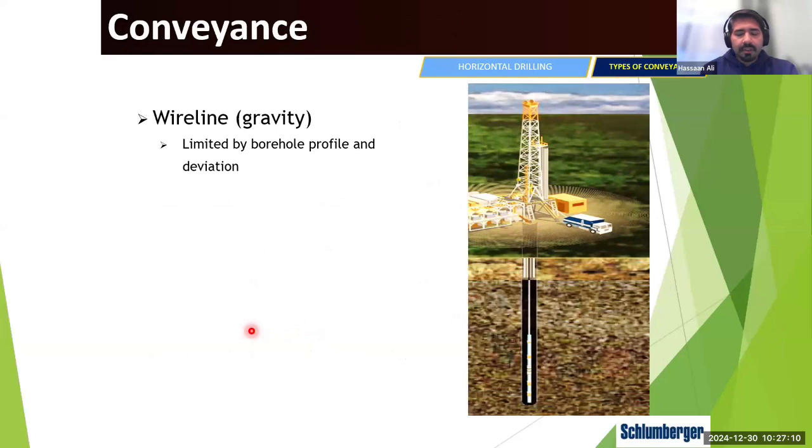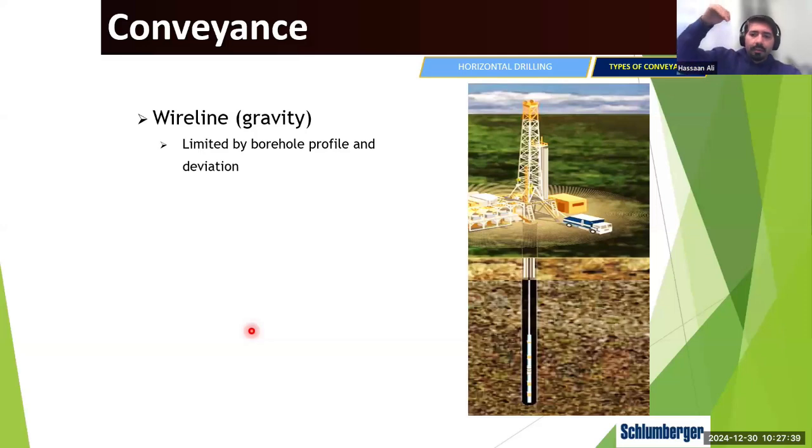So, conveyance method. There are effectively four types of conveyance methods that are used during the wireline operation. The conveyance means how you are pushing that tool from the surface all the way to the downhole. The first is wireline. That means by virtue of gravity. The issue with that is that it can be limited by the borehole profile and the deviation.